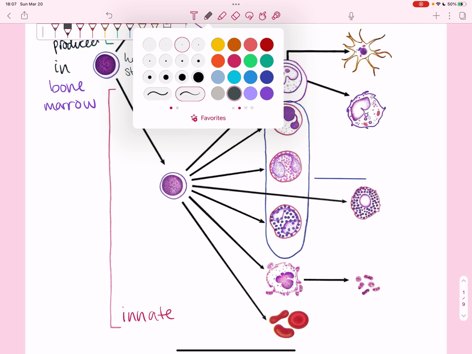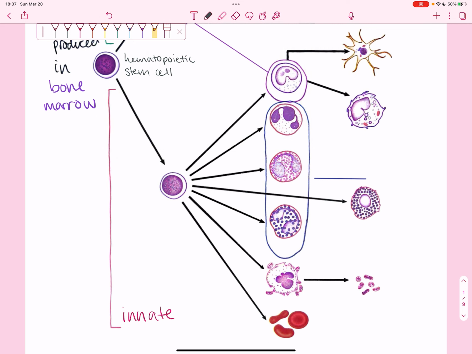From our hematopoietic stem cell, we can differentiate into a myeloid stem cell. Okay. And from there, just going from top to bottom, you have a monocyte, which can differentiate into a dendritic cell or a macrophage.